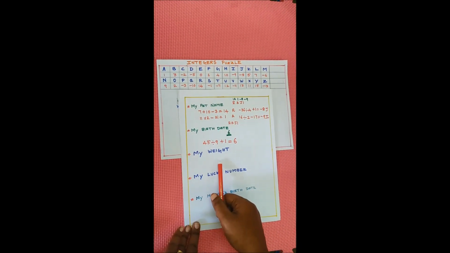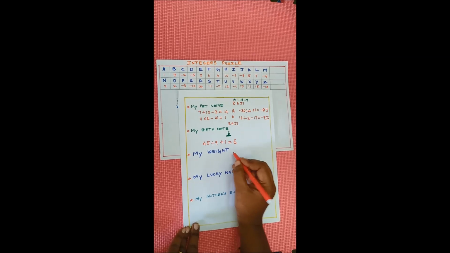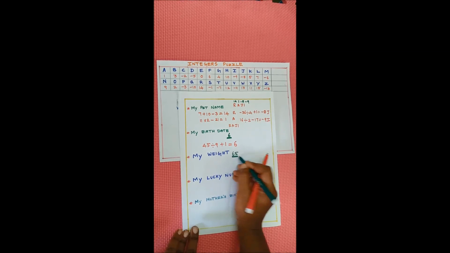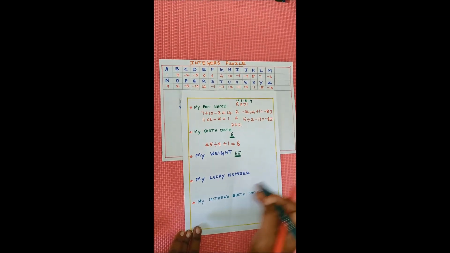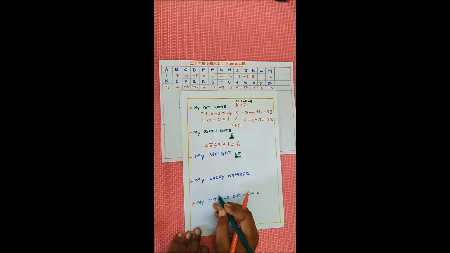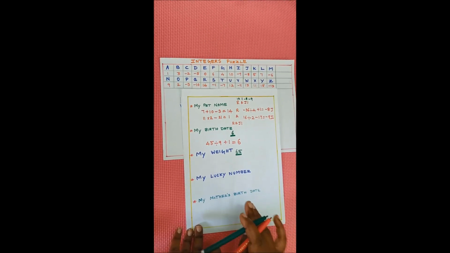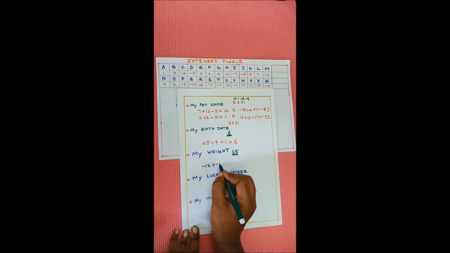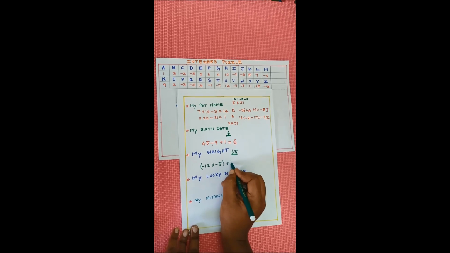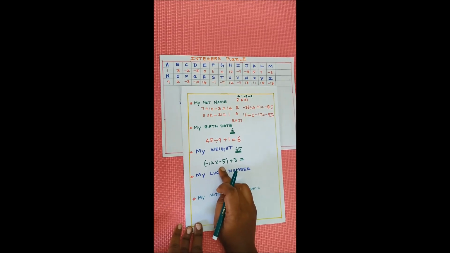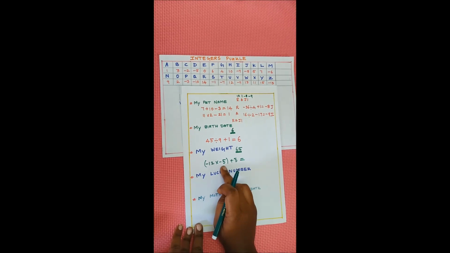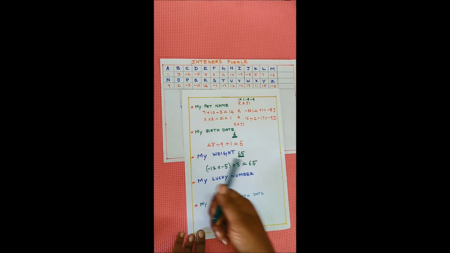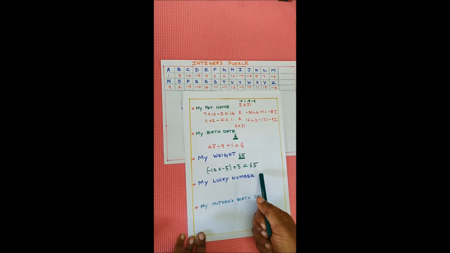Next is my weight. For example, if my weight is 65 kg, for this 65 kg, I have to express an integer expression using the mathematical operations. So how to represent this? I am going to express it as minus 12 into minus 5 plus 5. Minus into minus will become plus. 12 5s are 60. 60 plus 5, 65. See, I expressed my weight in the form of integers and I got the answer.